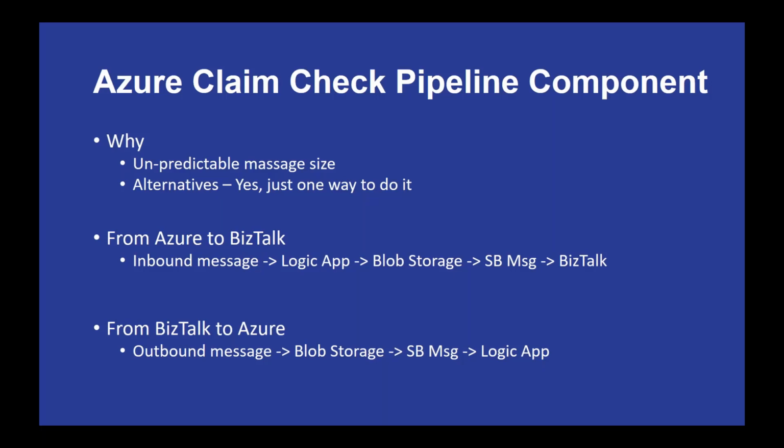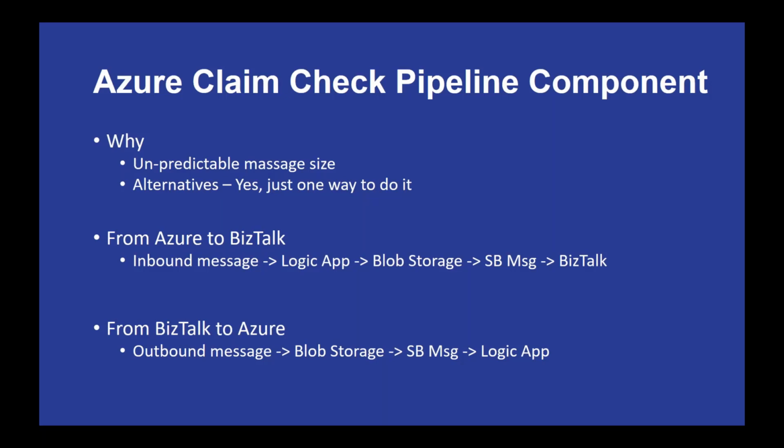Basically, you'll take an inbound message and get that into a logic app. The logic app will do mapping and things like that. So if you want to map from your client format to an internal format, you do that in the logic app. Then the logic app will write the resulting message out to Blob Storage, and then send a message down to BizTalk that includes the URL to the blob.